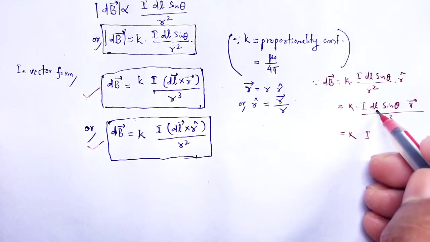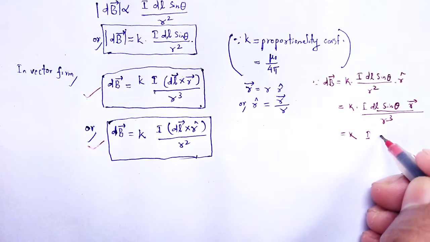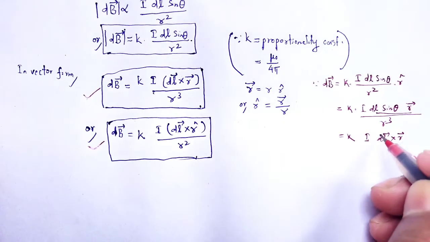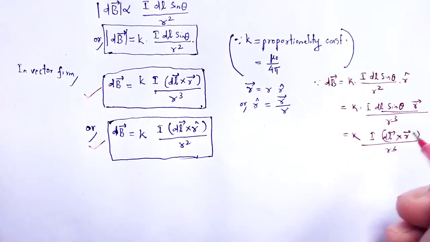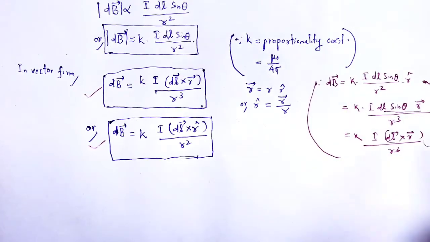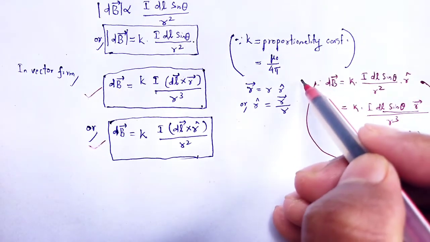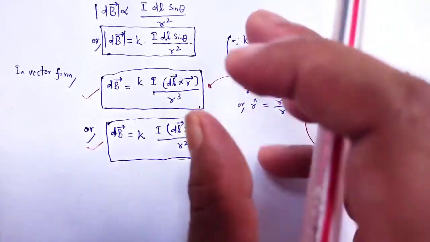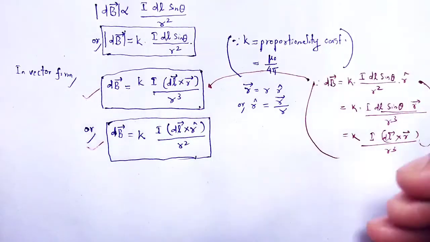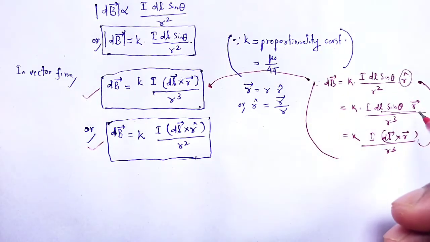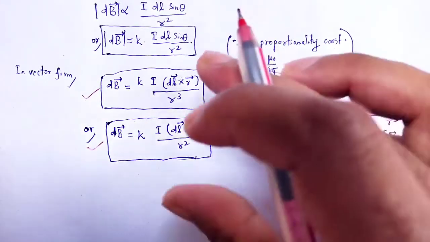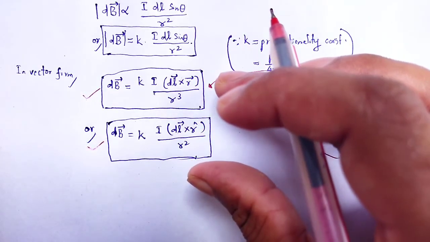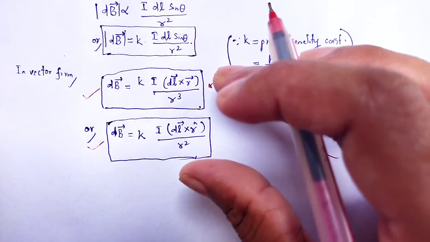I dl r sin theta, that's why dl cross r divided by r cube. In this way that equation is derived. So it's the magnitude factor, that is the direction term; in place of the direction term we substitute that quantity, and finally we have that form. These two are the vector notation of Biot-Savart's law.